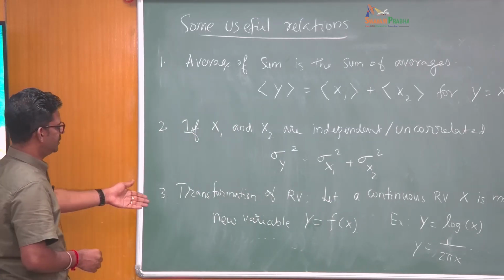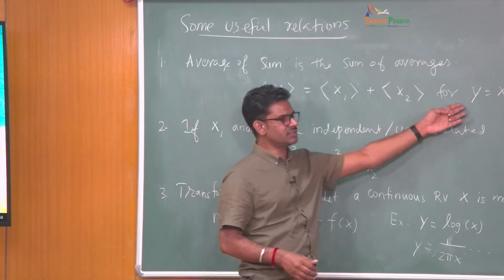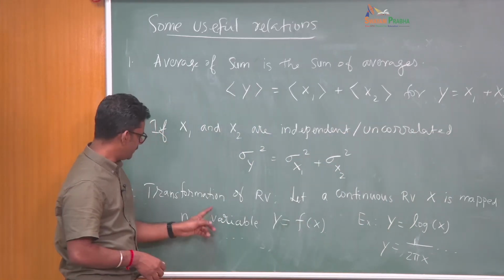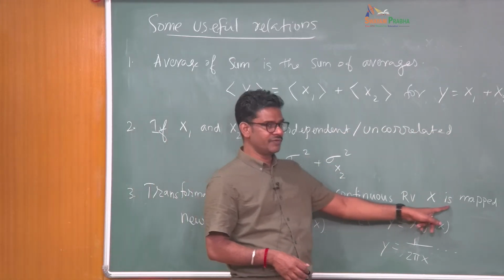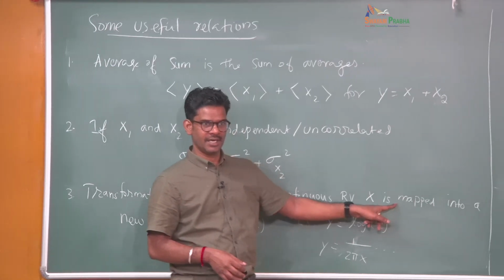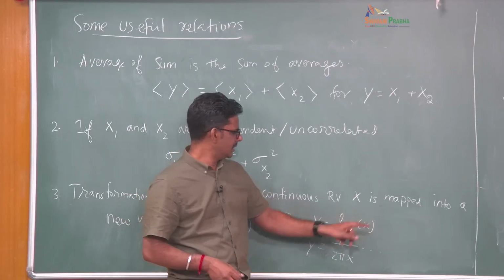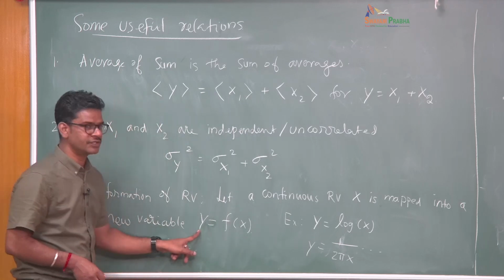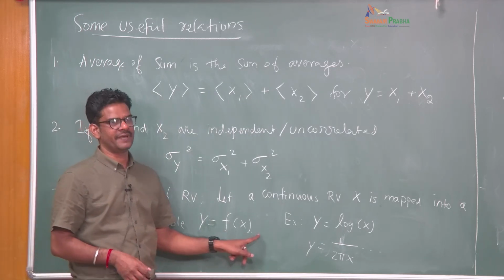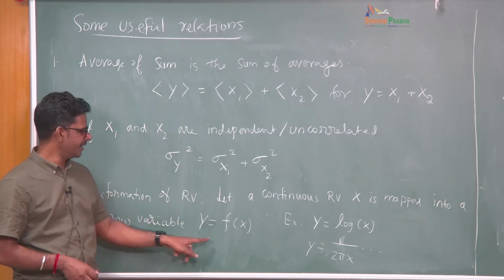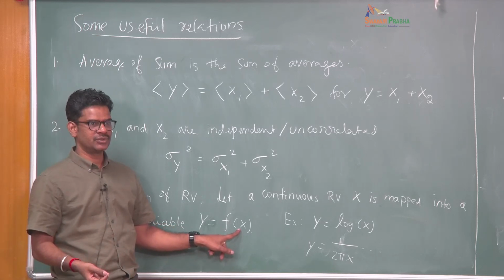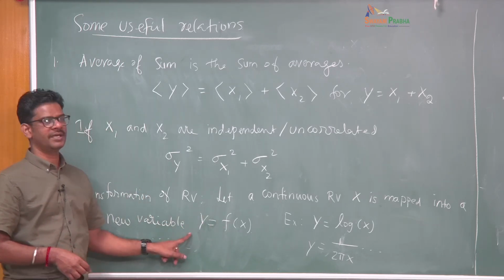And you can actually extend this beyond summation to some other functions. For example, I have a continuous random variable x, and its underlying distribution is known. Then I may introduce a variable y as a function of x. This is a mapping. I am mapping a random variable x through a function f to define another random variable.